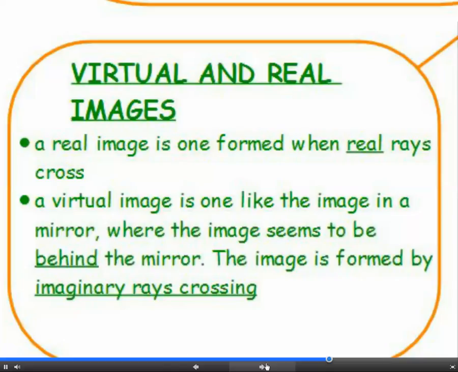Virtual and real images. We just mentioned that reflections in plane mirrors are virtual images. Now a real image is one that's formed where real rays cross. A virtual image, one like the image in the mirror, where the image seems to be coming from behind the mirror. The image is formed by imaginary rays crossing.